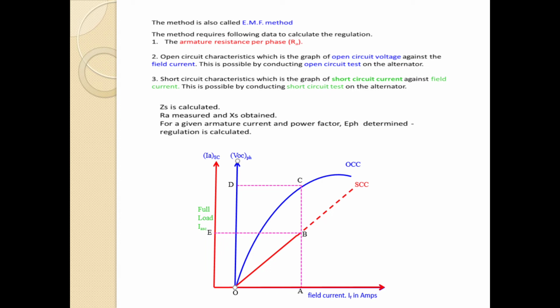This is obtained by conducting an open circuit test on the alternator. The short circuit characteristic is the graph of short circuit current against field current. This is obtained by conducting a short circuit test on the alternator. Zs is calculated, Ra is measured, and Xs is obtained. For a given armature current and power factor, E phase is determined. Regulation is calculated.